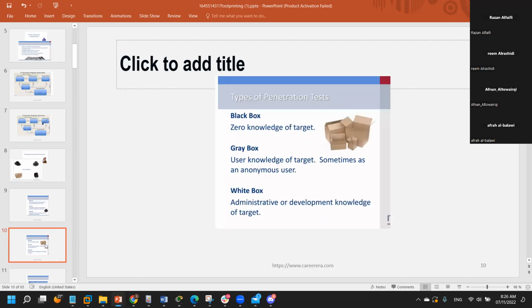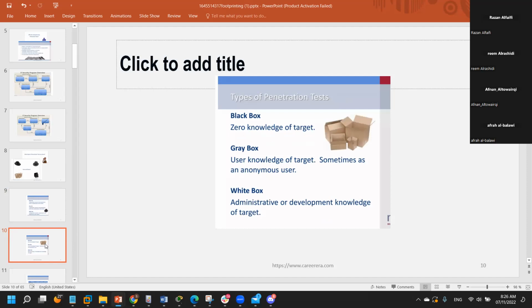So the type of testing, black box, is simulating someone from outside. He doesn't know anything about your corporate environment. He doesn't understand anything about your network. He doesn't understand anything about the application. You hire him to simulate an attacker from outside. So this is what we call the black hat. He has zero knowledge about you. Okay, you tell him, my client is abc.com, and we wanted you to see what you can really penetrate in the system.